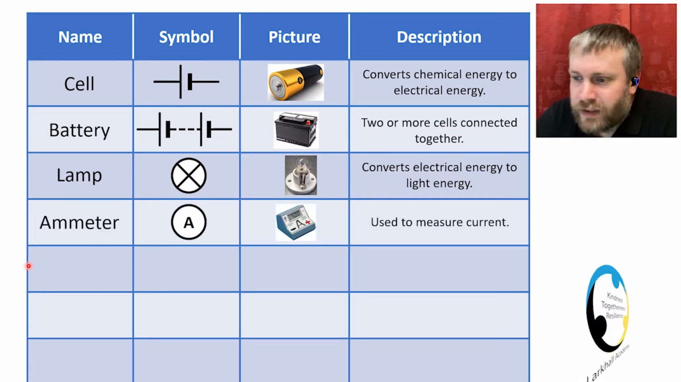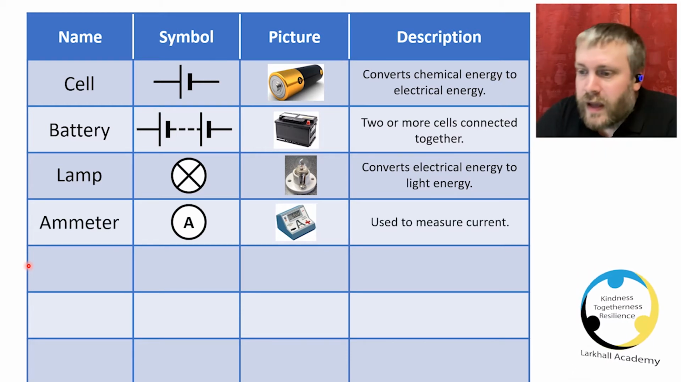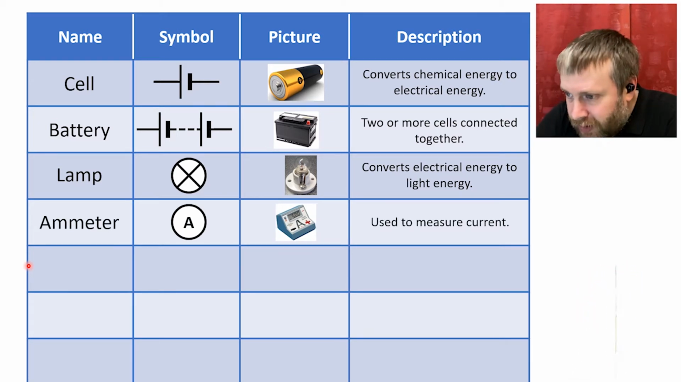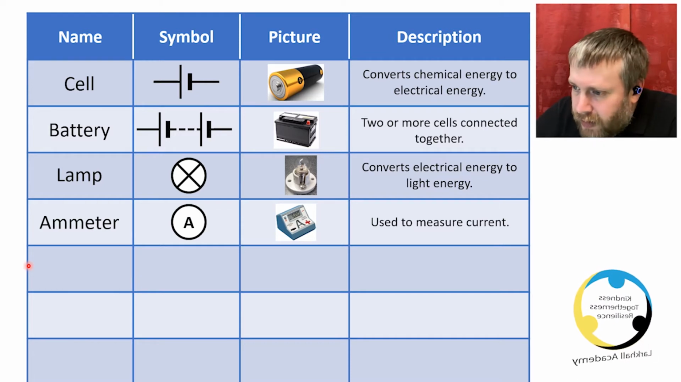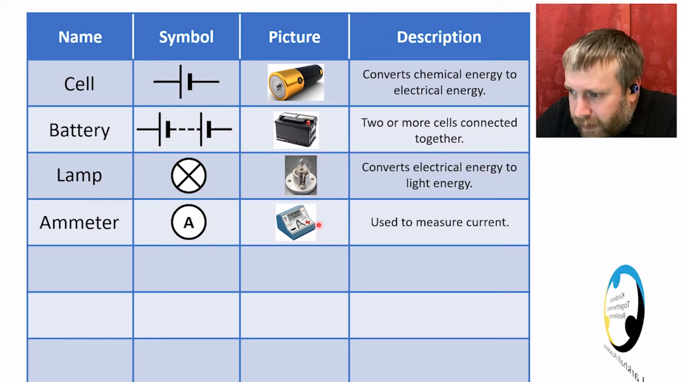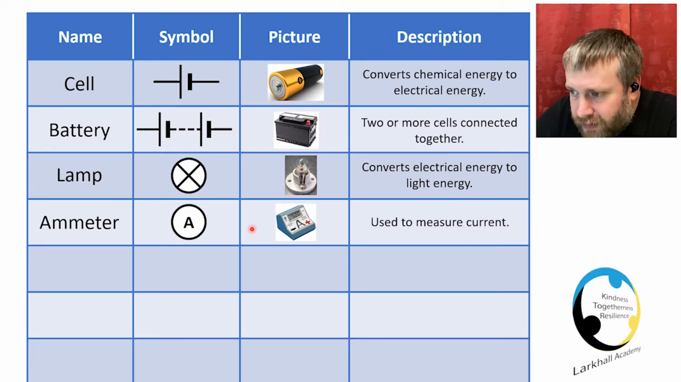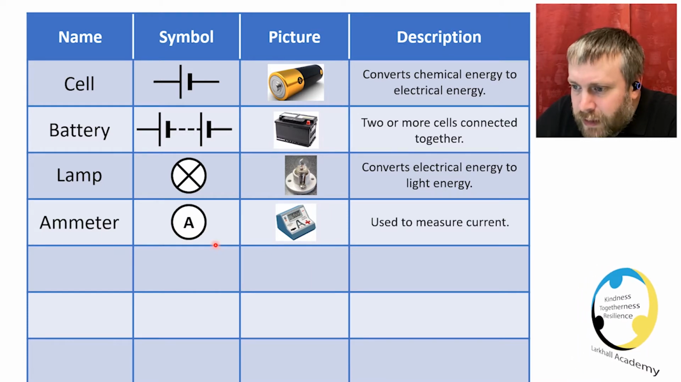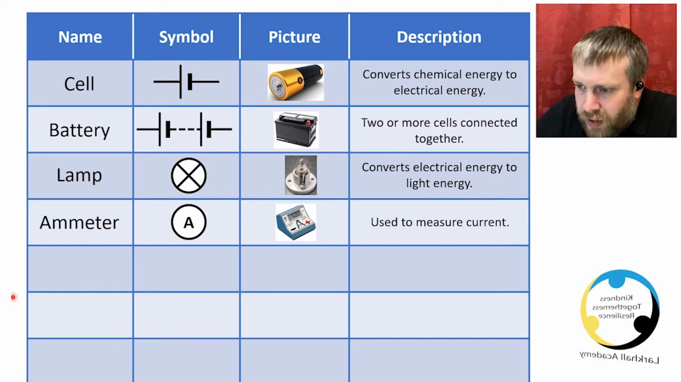We've got an ammeter here. Now this isn't going to convert any energy. This is an ammeter. Again, you'll see these pictures a little bit bigger in the next slide, so you don't need to worry if you can't see these too well here. This is the symbol for your ammeter, and it's used to measure current in a circuit, okay.